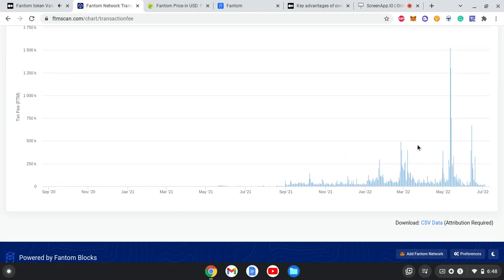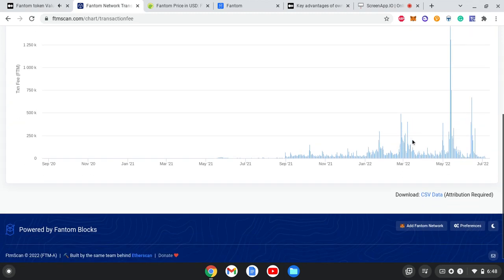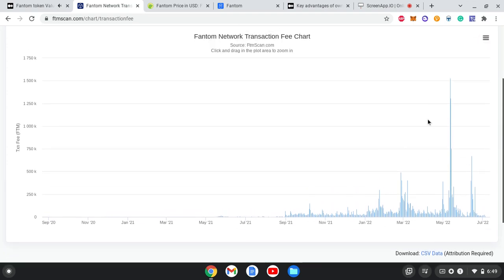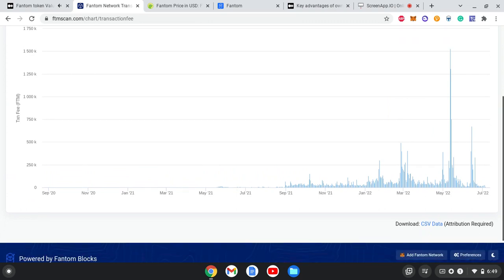As you can see here on FTMScan, the Fantom network transaction fees on a daily basis are around 100,000 Fantom coins. Now if we consider the average price of Fantom around 50 US cents to be a median during this period, then we have daily gas fees of around $50,000. Now comes an extremely tricky part of the valuation, and that is to know what amount of transaction fees goes out of the Fantom ecosystem.